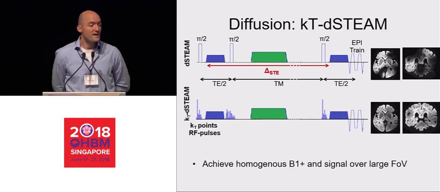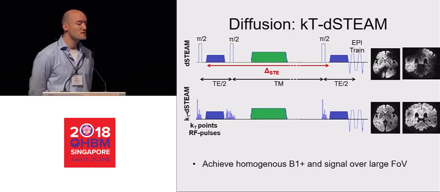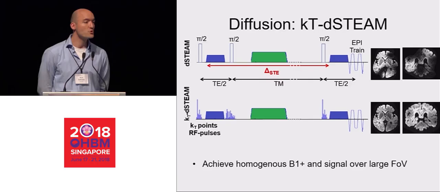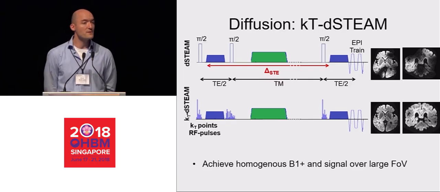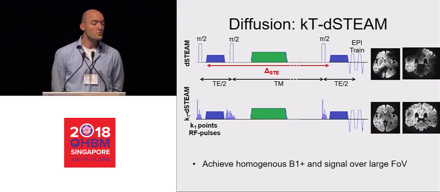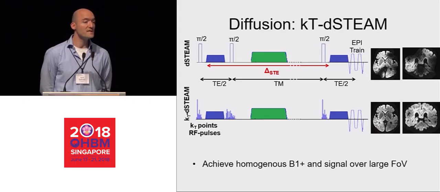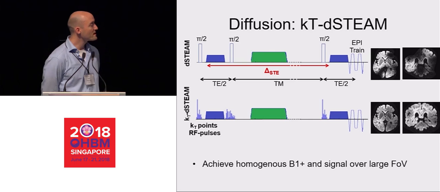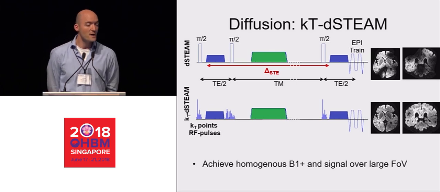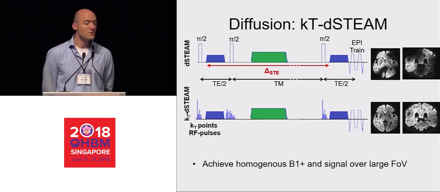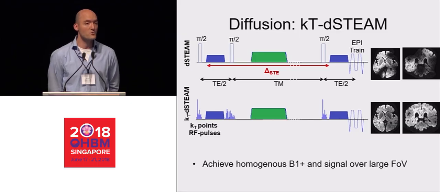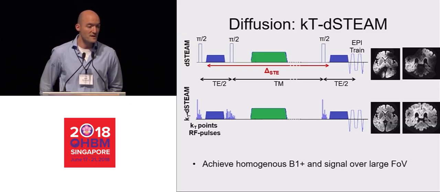So we modified the standard diffusion STEAM sequence into kT-dSTEAM, as we call it, by replacing the 90-degree global pulses by kT point pulses, which are composite parallel transmission pulses, in order to regain the B1 homogeneity over the whole brain. And I hope you can appreciate on the right there that with the kT-dSTEAM, we get very nice signal, very nice homogeneity over the entire human brain, and also then, of course, over the entire occipital lobe.